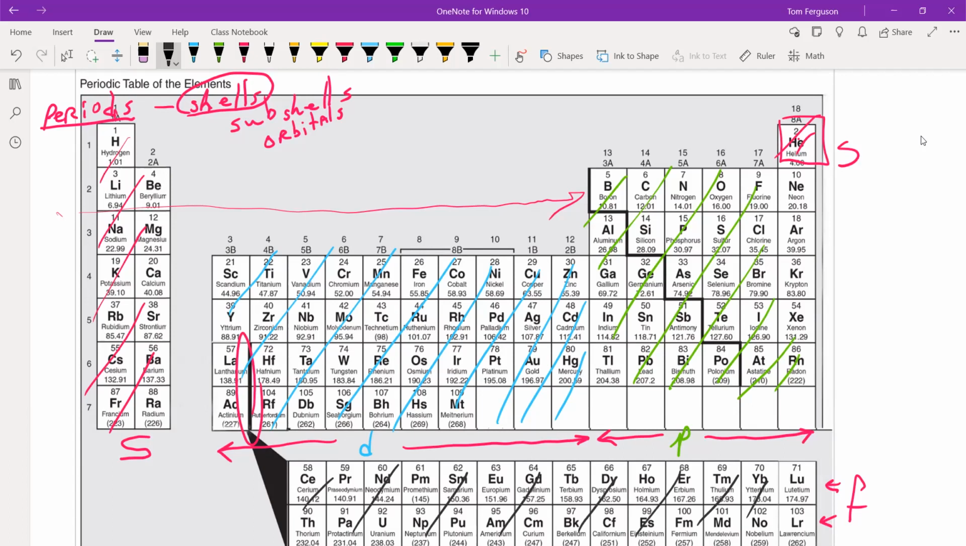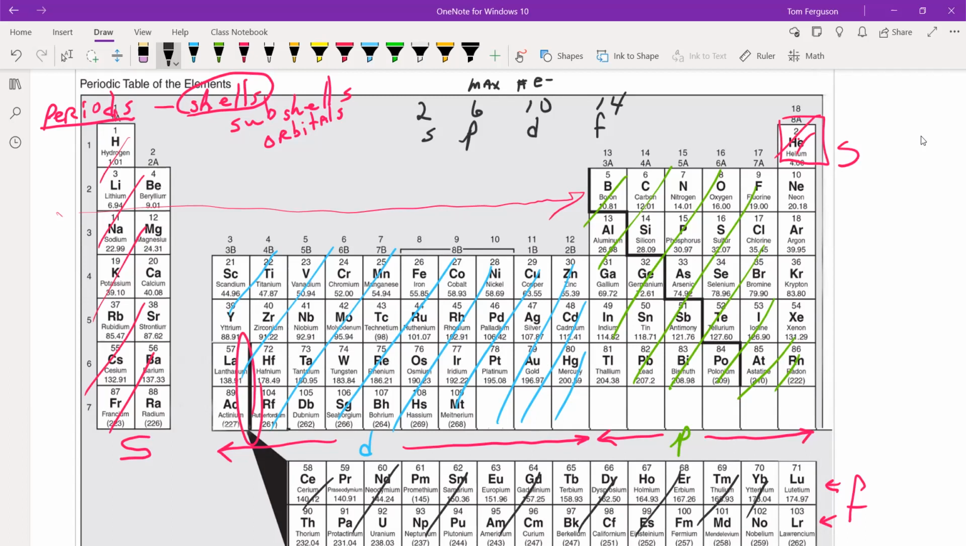And then there's the D's. The D's are weird shaped. They fit in between the S's and P's. They're very odd. And the F's are even wilder. Because the D's take up more room than the P's, they can have up to 10 electrons in their orbitals. So we go 2, 6, 10. And those are the maximum number of electrons. You can have just one in there, but you can't have any more than those numbers.